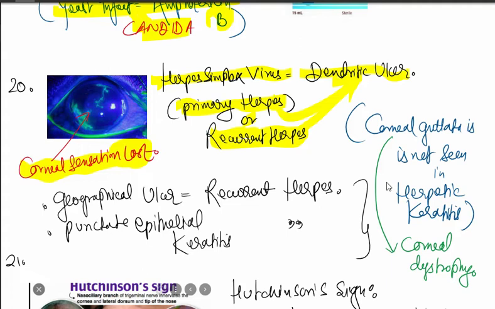Where else will we think of herpes? Geographical ulcer, but this is in a recurrent type. Punctate epithelial keratitis, this is also in a recurrent type herpes. Sorry, another one is corneal guttae. Corneal guttae is not seen in herpetic keratitis. This is corneal dystrophy.